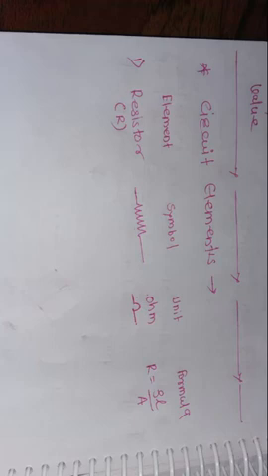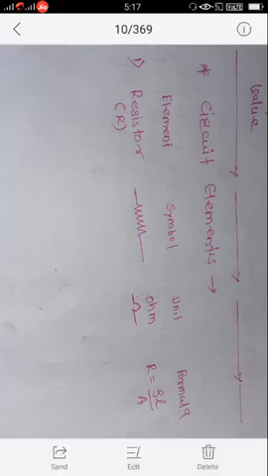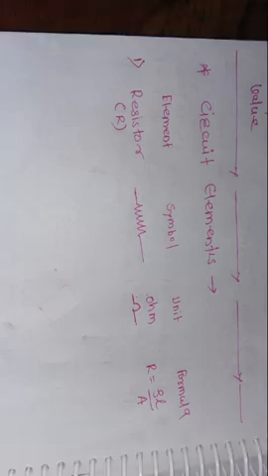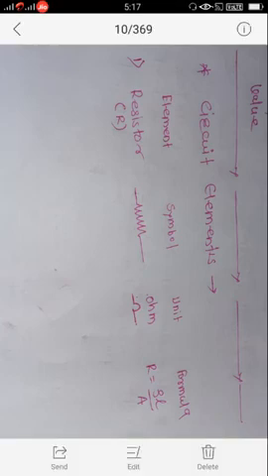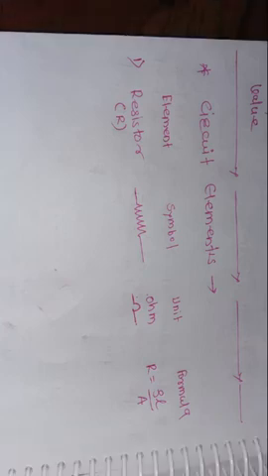The value of resistor is called resistance, that is, at what amount this resistor is going to oppose the flow of current, called resistance. It is measured in ohm, and the symbol we use for ohm is shown on the screen.